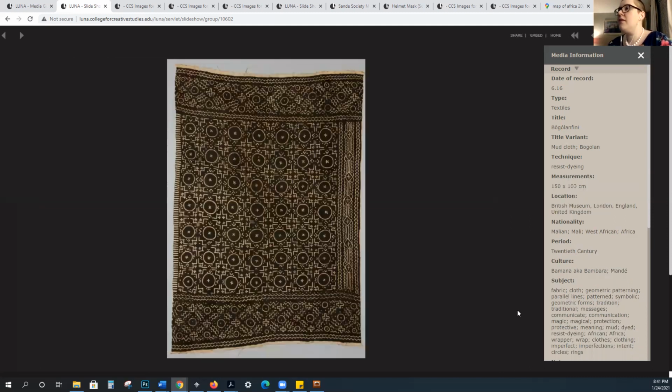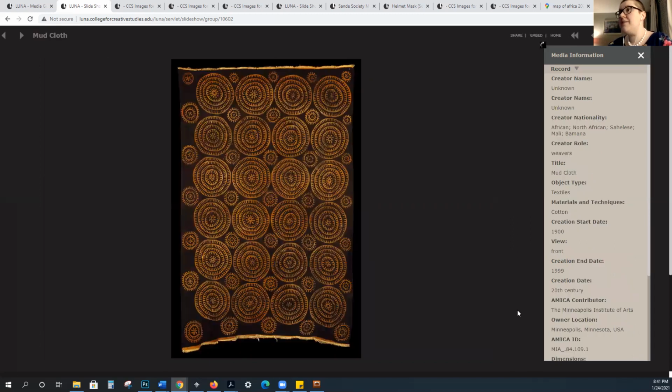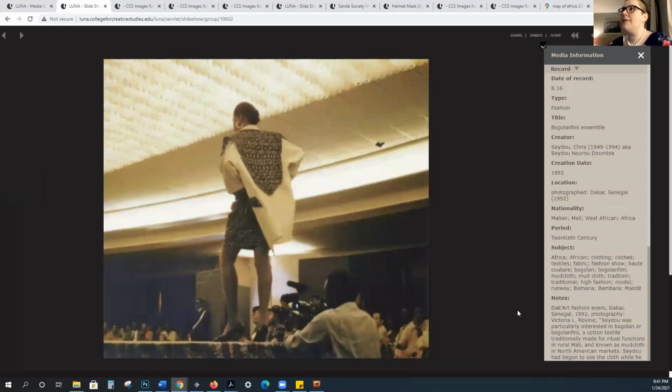And so, just some more examples of bogolanfini. And you may have actually seen bogolanfini here in the West in clothing items. So Chris Seydou was from Mali, and he was a fashion designer who died in 1994. And you can see here that he utilized bogolanfini or mud cloth in his work. And this became very popular, and you would see these sort of patterns, obviously not made in this traditional way because that's very labor intensive and expensive, but you would see them in home furnishings and clothing, etc.